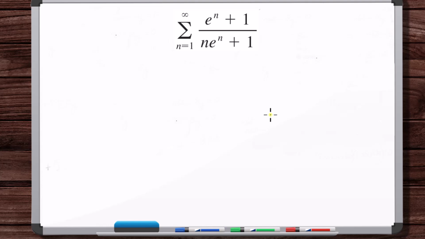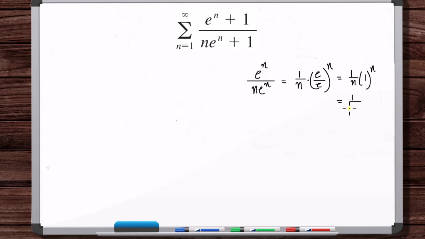Okay. So we can take off both of the 1s, and then we saw in the previous problem what that means. So yeah, let's do that. Let's take off both of the 1s. What do we have? We've got e to the n over n e to the n, which is 1 over n times e over e to the n, 1 over e, but 1 to the n is just 1, so this is 1 over n, and we know that's divergent. This is the harmonic series.